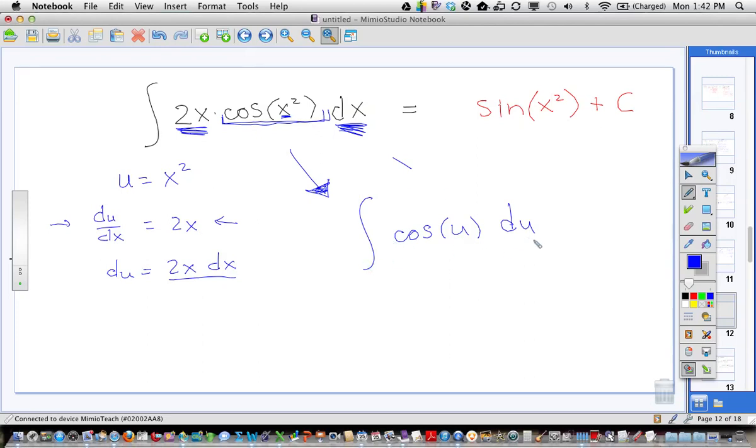Now, isn't this an easy integral to do? It's the antiderivative of cosine with respect to u. Well, that's what? Sine u. Don't forget the plus c.